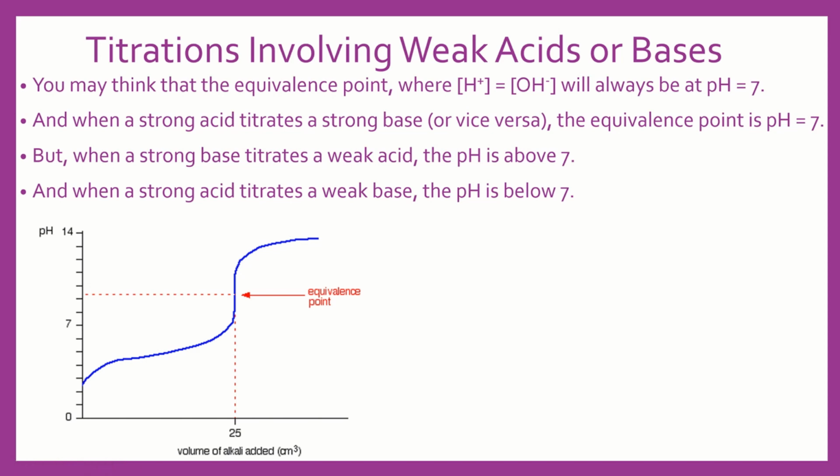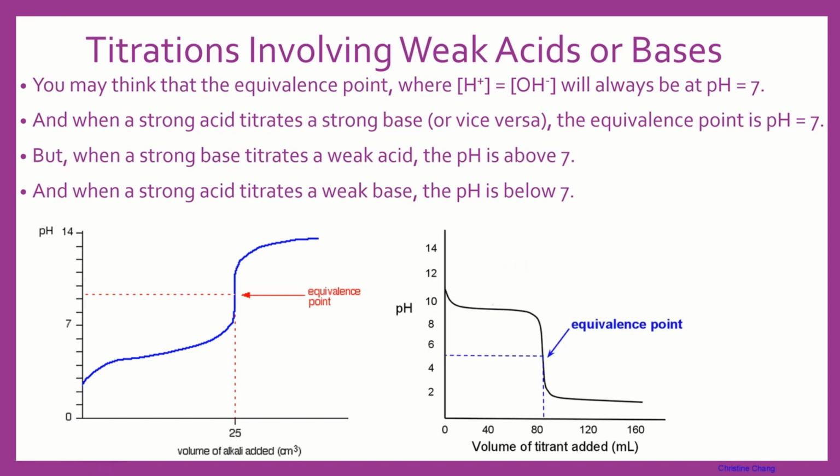And vice versa, if you have a strong acid and a weak base, your equivalence point would be below 7. So here we started off with a weak base. Notice how the pH is close to 10 to start. That's not a very strong base. It's a mild base. And so our pH, if we're using a strong acid, at the equivalence point is going to be below 7.